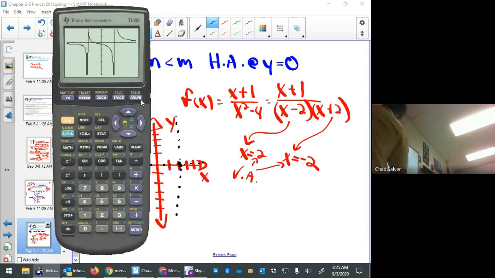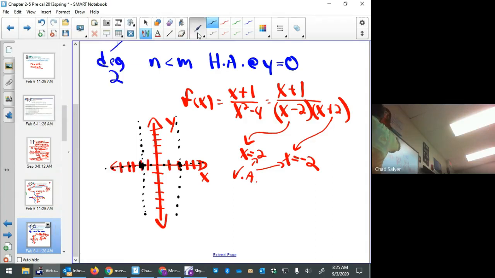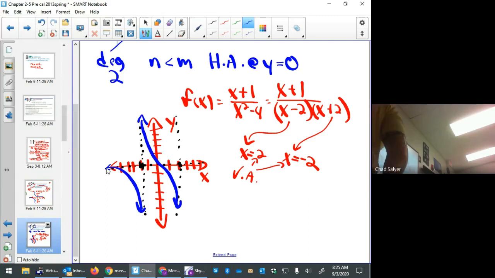Okay, so that gives me what I need. So it's going to be under here, cut across here, and then over on that side. Like so.